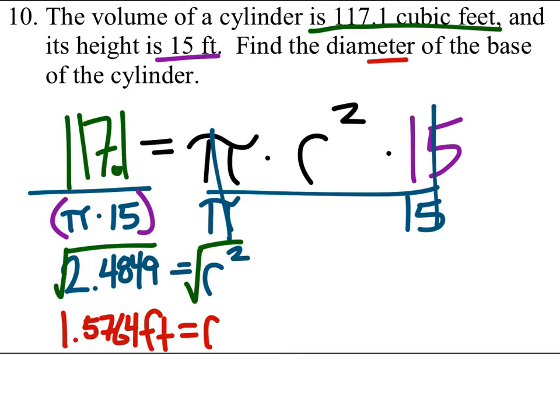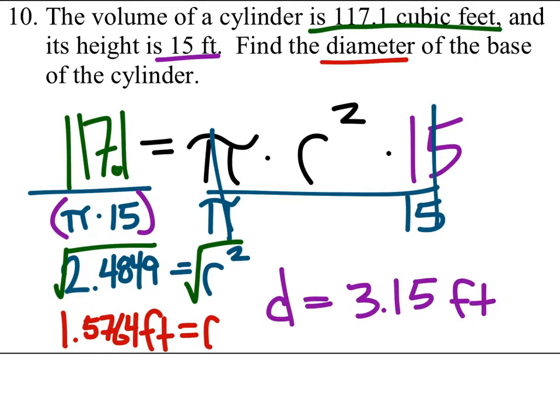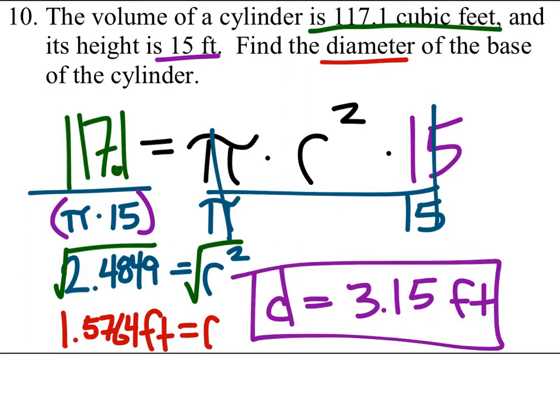1.5764 times the 2, bam. And I got the radius equals 3.15. You mean diameter? Oh yeah, thank you, the diameter. The diameter is 3.15. That's fine. Wait, but that's too close to pi. Interesting, I guess.